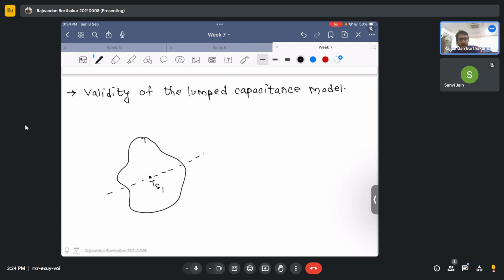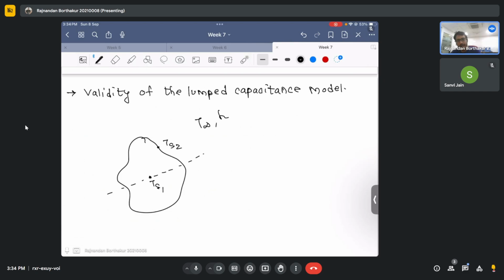And I assume that now there is also conduction taking place inside this object, which means that the surface temperature would now be different from the axial temperature. Let's say this is some TS2. And then the ambient temperature is T infinity, having a heat transfer coefficient h.